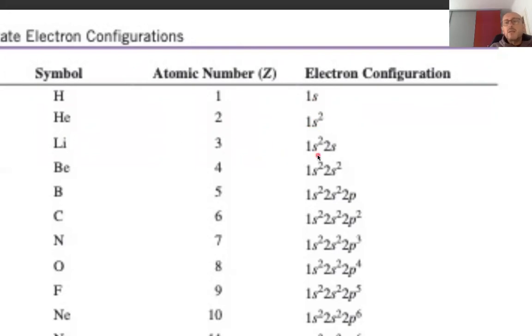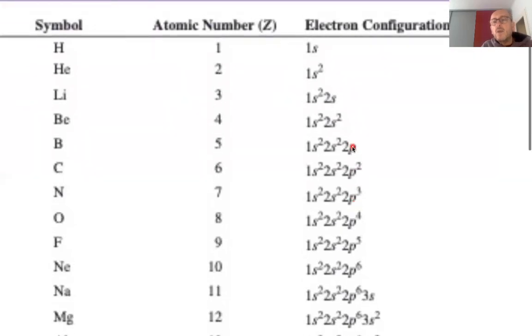Then comes lithium. Lithium has a full 1s state, and the next state goes to a 2s state. Then comes beryllium, which has a full s state with n equal 1, and a full s state with n equal 2. The exponents here can be 1 or 2 in the case of the s states. The s state can only hold 2 electrons per level. The p states can hold 6 electrons, because they have the three components of the angular momentum plus the orientation of the spin, which gives you the value up or down. So this could go up to 6.